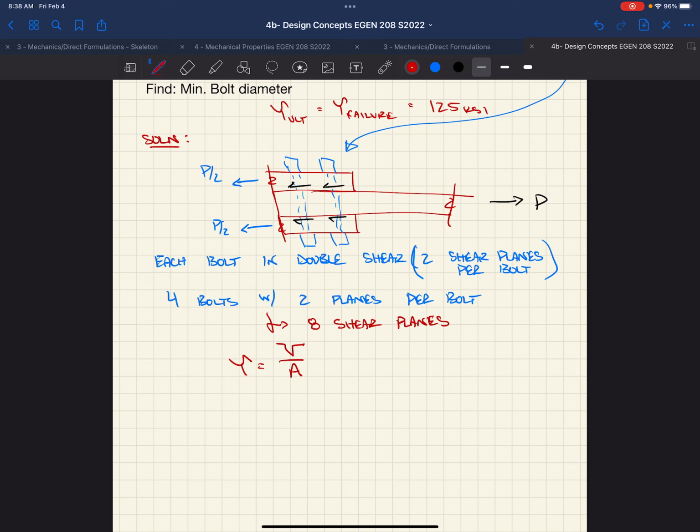We can figure out V based on the shear planes. And tau is also given. That's our failure stress with our factors of safety imposed upon it. So if we rearrange this with our known values and unknown values, we have V over tau.